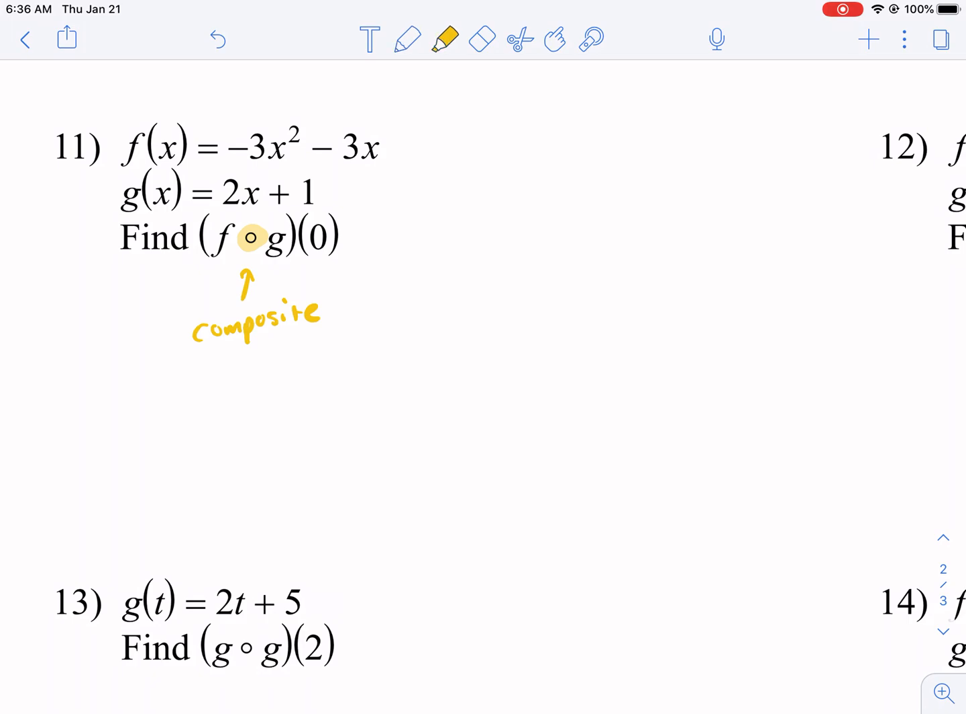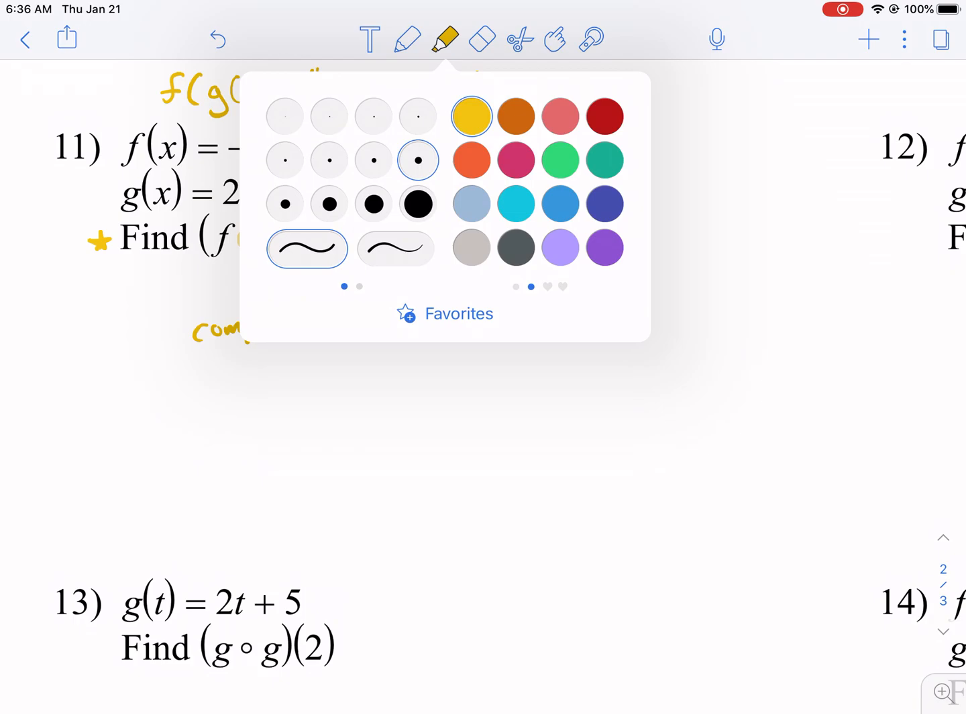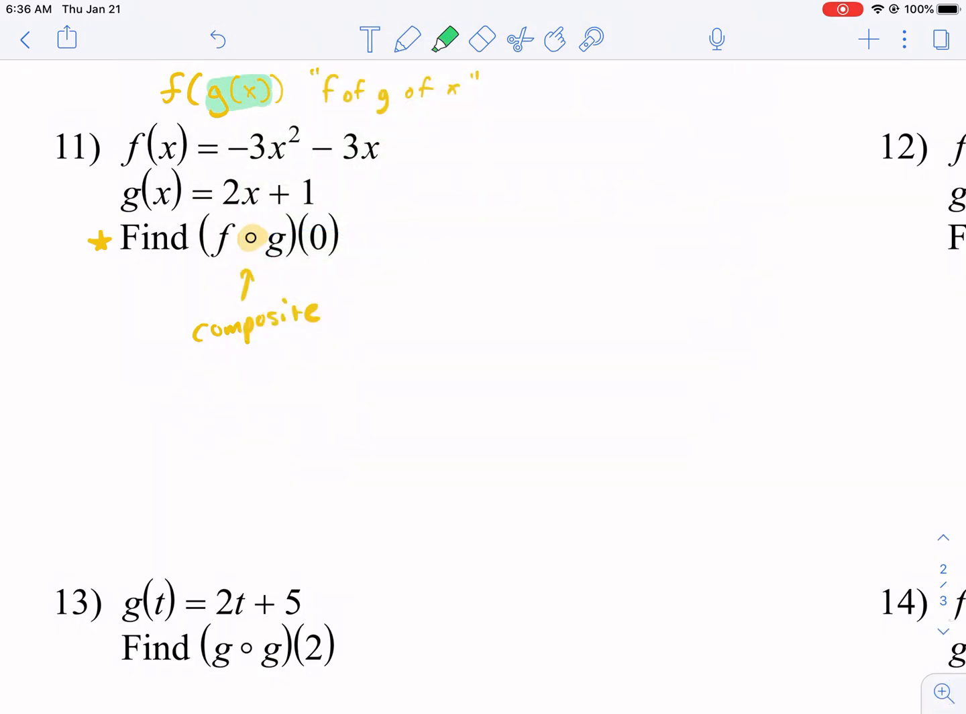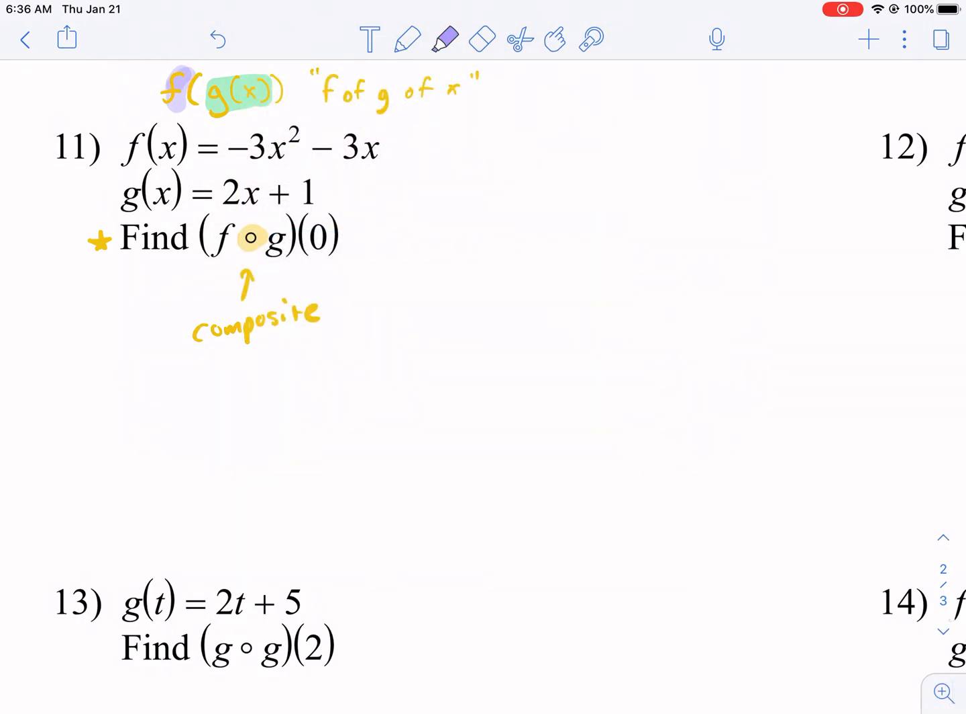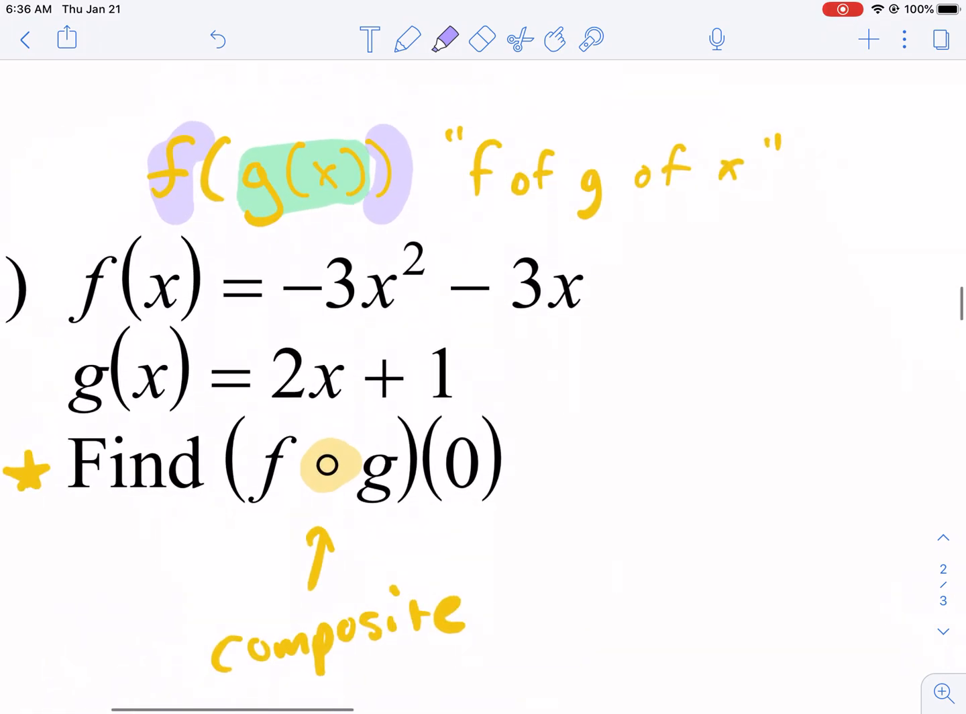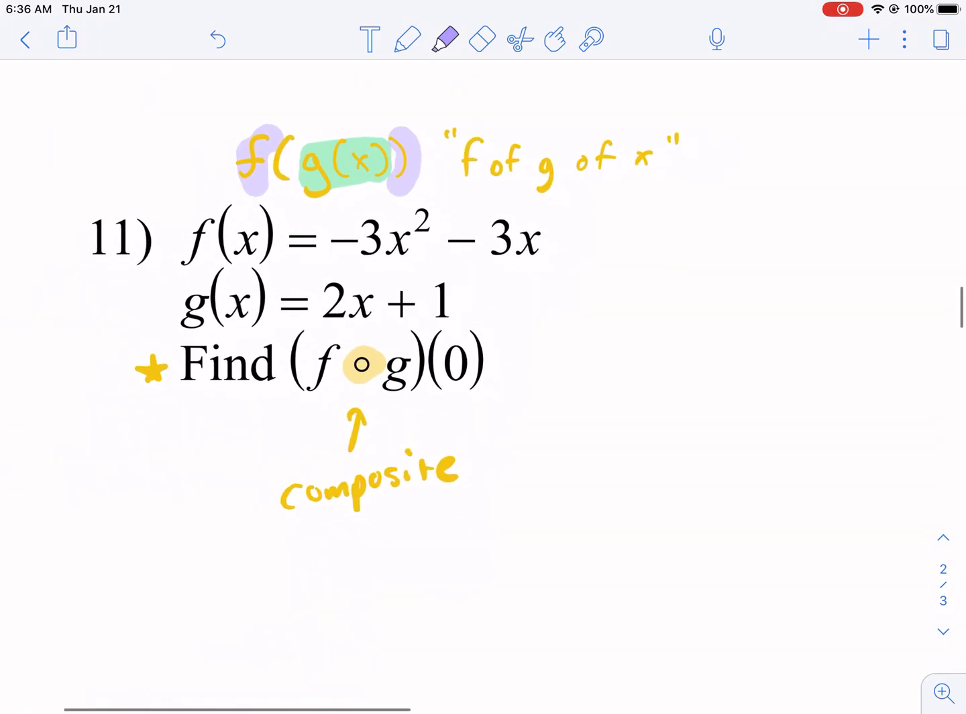So we need to identify some things. First off, this whole thing right here can be rewritten as f of g of x. That's how you say it. Okay, so if you look here, we're familiar with this. This is g of x. And then we have something on the outside too, and that is f of whatever's on the inside. In this case, it's f of g of x.